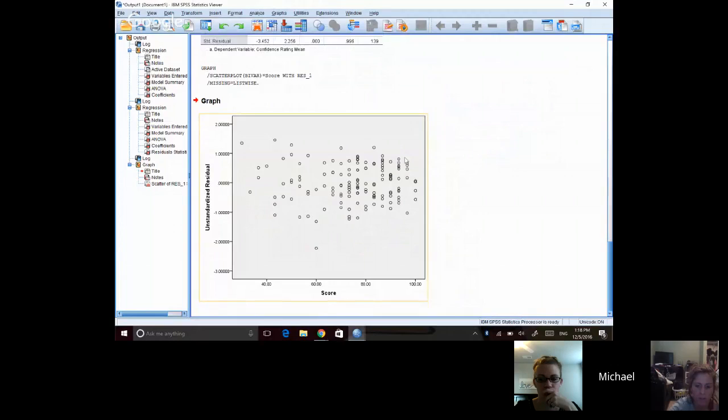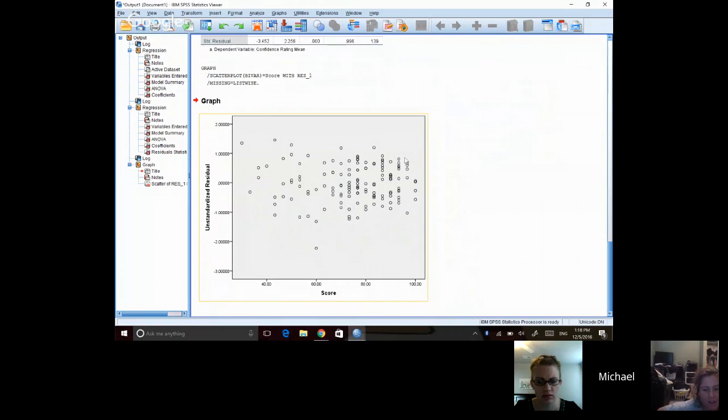Y-axis is the unstandardized residuals. Then your score is your x-axis. Okay, yeah, no. Here, I'll pull my screen up and show you guys. Screen share. Okay, I'm sharing my screen, pulling up my SPSS. That's what mine looks like. Oh, because you use score. Yeah, you have score, not confidence level.